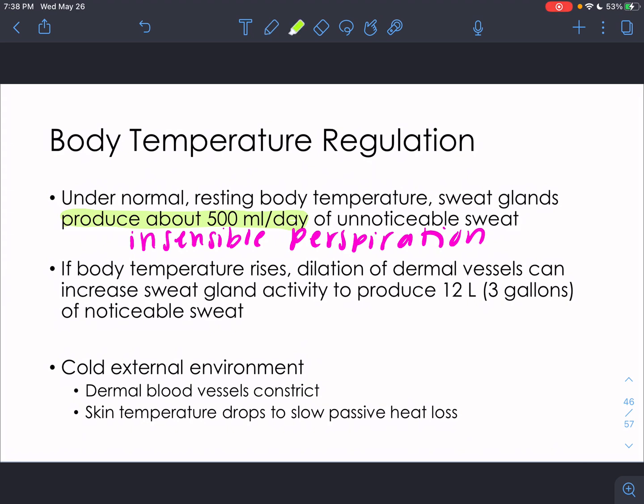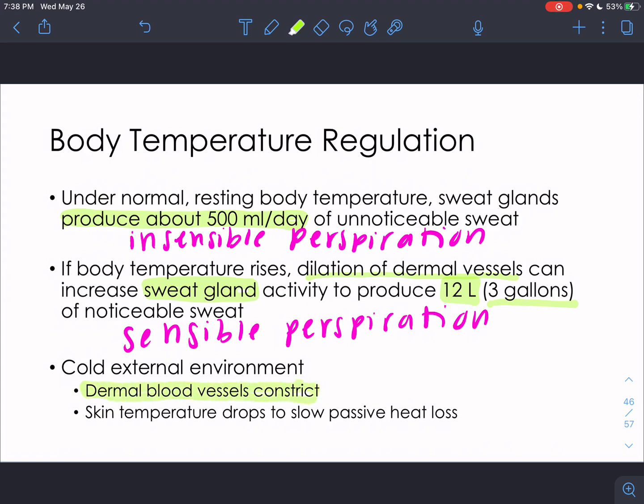If your body gets too hot, you will have dilation of dermal vessels, which increase sweat gland activity to produce up to 12 liters or 3 gallons of noticeable sweat a day. Okay, so that's a ton of sweat. But this is known as sensible perspiration. That helps cool the body off if you're too hot. And if you're too cold, your dermal blood vessels will constrict to drop the skin temperature, so you're not losing as much heat.